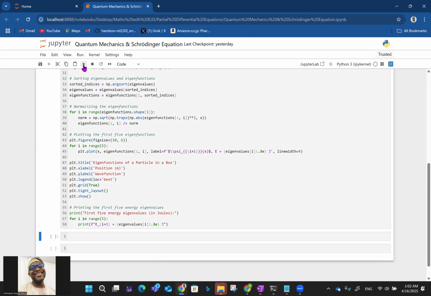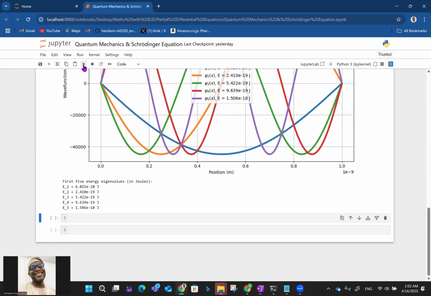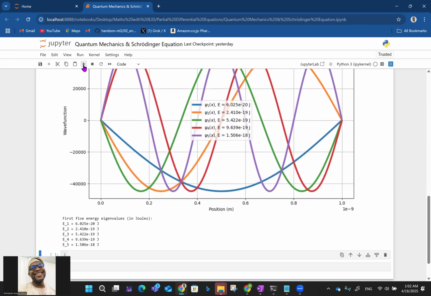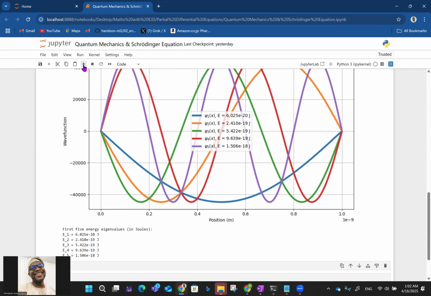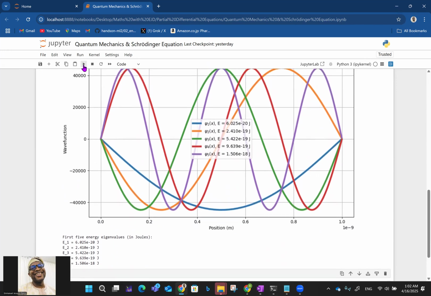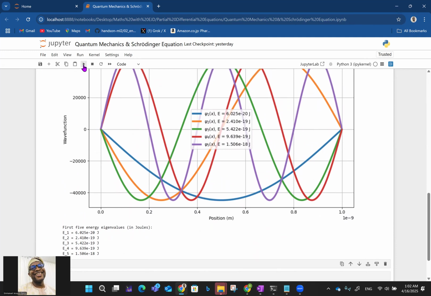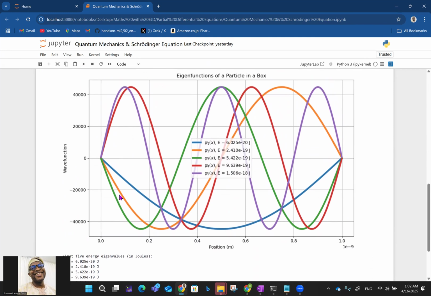So I just run this and it brings out a beautiful set of plots at different energy levels. Energy level 1 is the one in blue. Energy level 2 is what you have in orange. You see the waves are forming better as the energy levels move higher. Energy level 3 is green, and red is energy level 4.